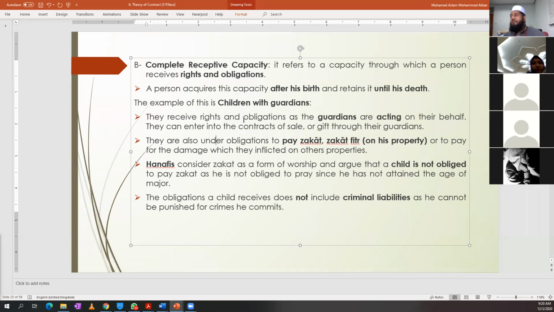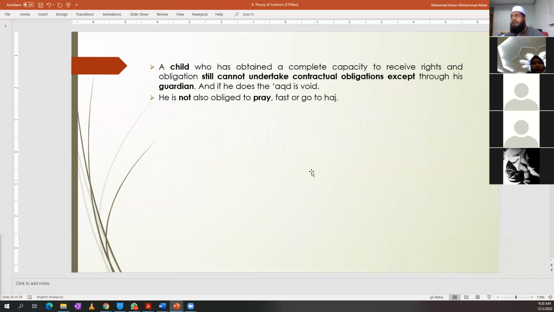But according to the Hanafi, it is a different view, because they say criminal liabilities are not there. If a child did something wrong, there is no criminal liability, so he cannot be punished. And because of that, they also say he doesn't need to pay zakat. But the majority say he has to pay zakat.